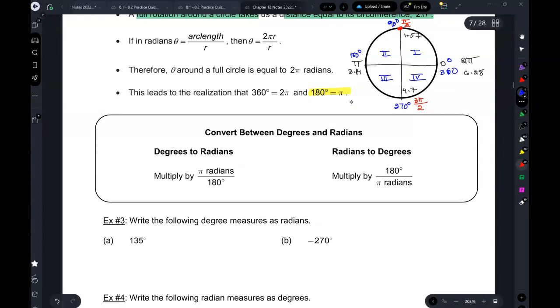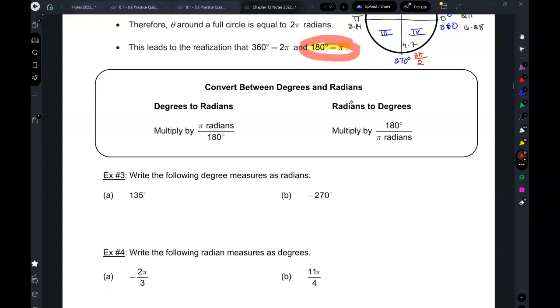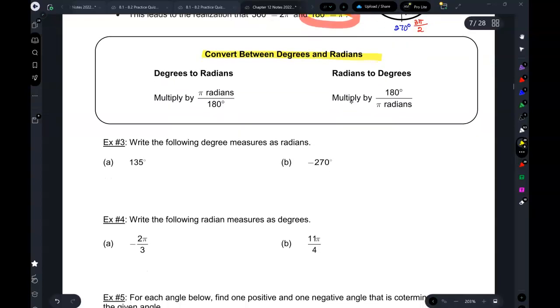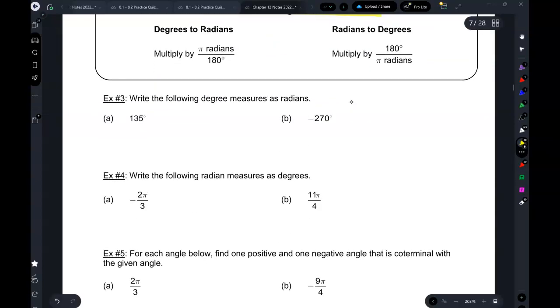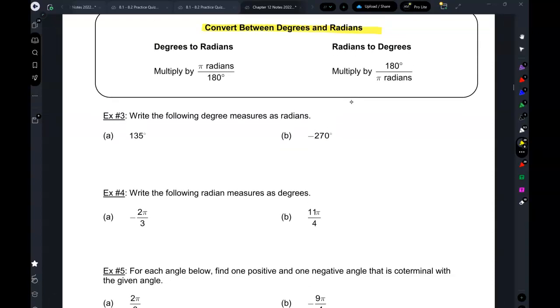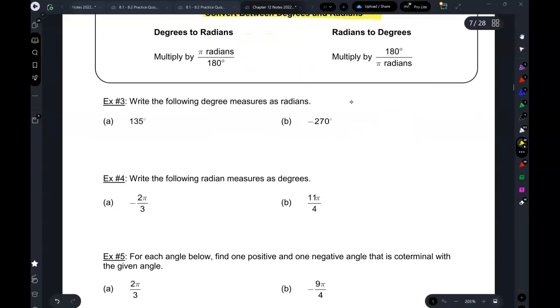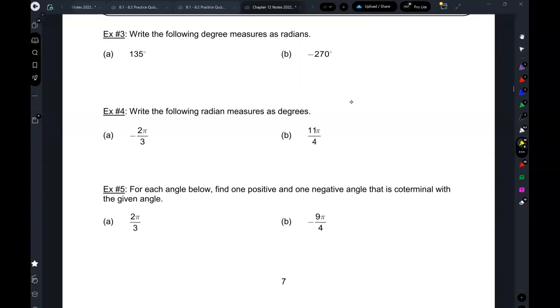What we need to remember right now is that pi is equivalent to 180 degrees. Half the circle, pi, 180. That's how we can convert between degrees and radians. So let's write the following degree measures as radians. This is something that I don't want you to memorize: multiply by this. All I want you to memorize is that 180 degrees and pi radians are equivalent.